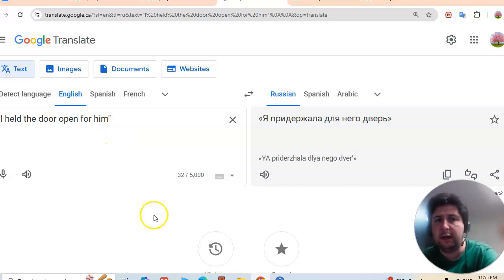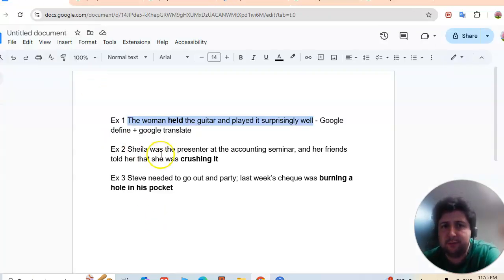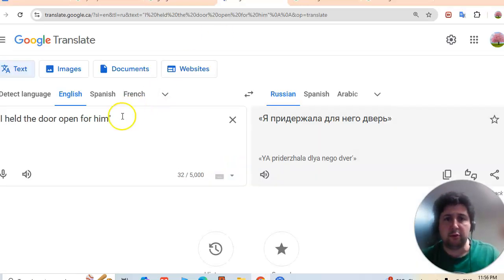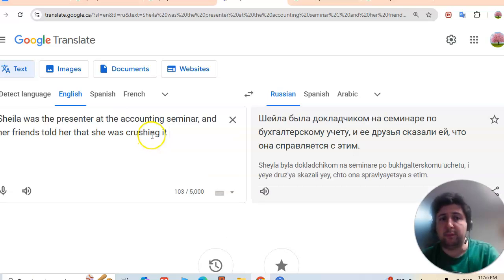Okay, and you can define words in that way. Okay, so that's example number one. Example number two is when you have an idiomatic expression. So Sheila was the presenter of the accounting seminar, and her friends told her that she was crushing it. Now let's see if it makes sense through the Google Translator. I actually haven't checked. I hope it doesn't.